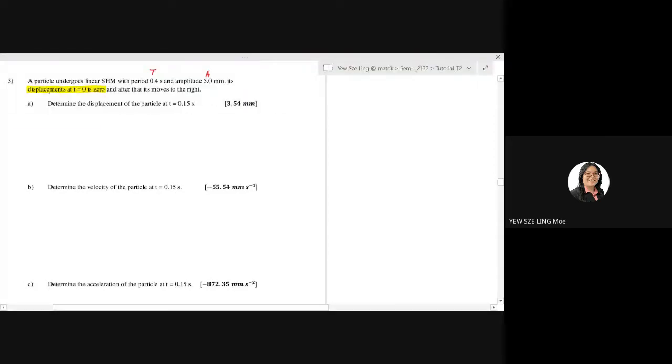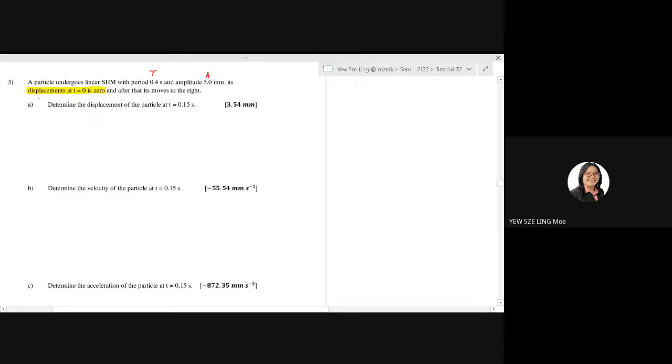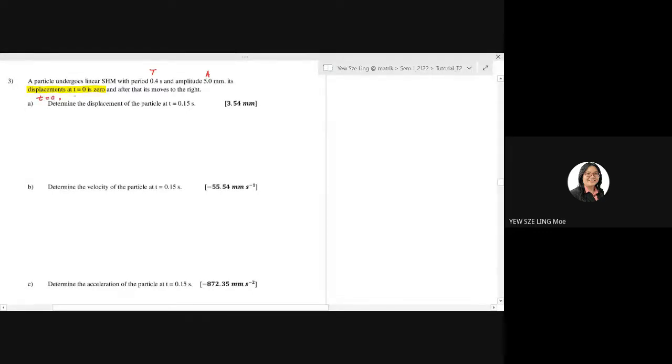You need to know what happens when time t equals 0. According to this statement, at time t equals 0, x is also equal to 0, okay? And after that, it moves to the right. Determine the displacement of the particle at time t equals 0.15 seconds.